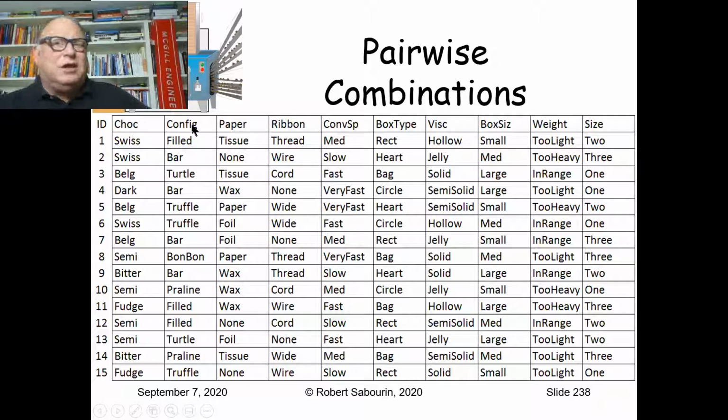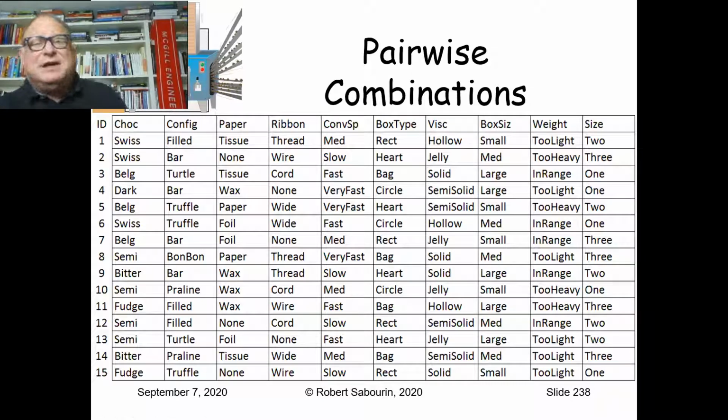So we have every chocolate with every configuration at least once. Every chocolate with every paper type at least once. Every chocolate with every ribbon at least once. And so on, every chocolate with every size at least once. Plus, over and above that, every config with every paper at least once. Every config with every ribbon at least once. And so on, every config with every size at least once. All the way to every weight with every size at least once. Take any two variables, every combination of them at least once.